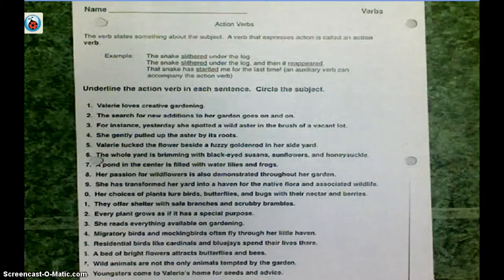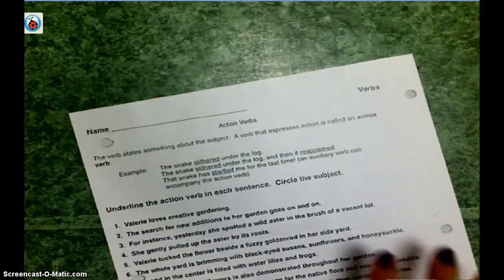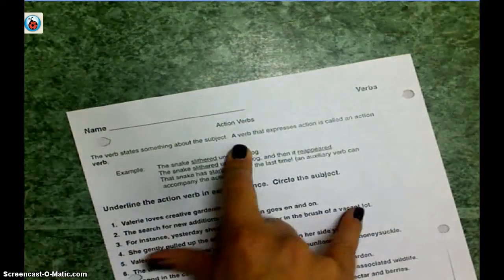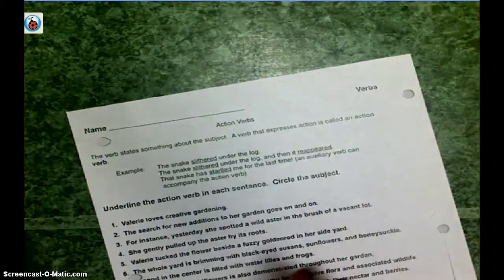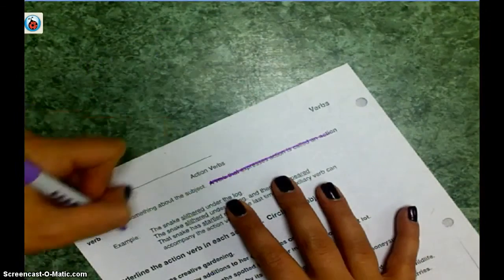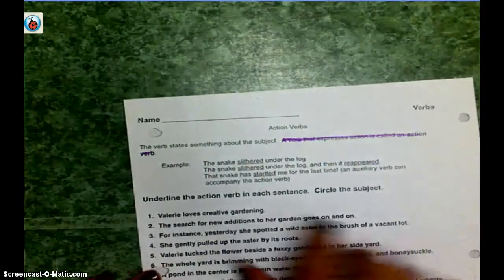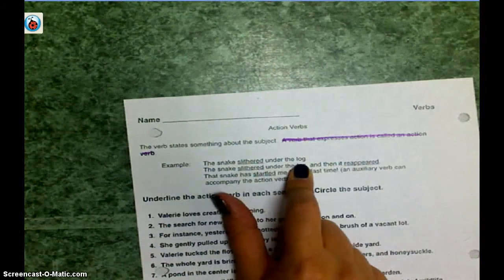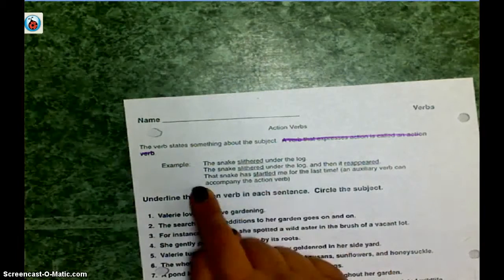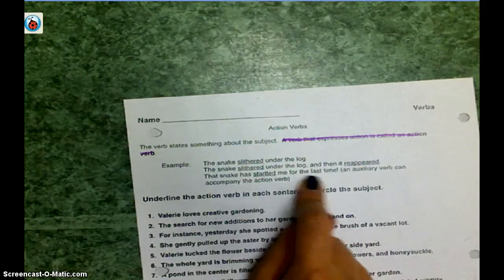Today, we are going to talk about action verbs, okay? And so I know that in the very beginning, I'm going to look up at the top here, and it says a verb states something about the subject. A verb that expresses an action is called an action verb. Oh, looks like a definition. So an action verb expresses an action. The snake slithered under the log. The snake slithered under the log and then reappeared. The snake had startled me for the last time.